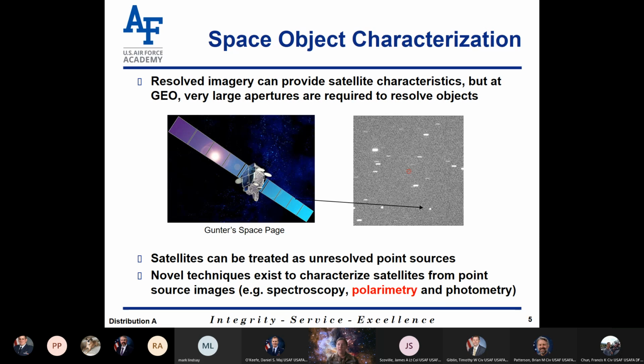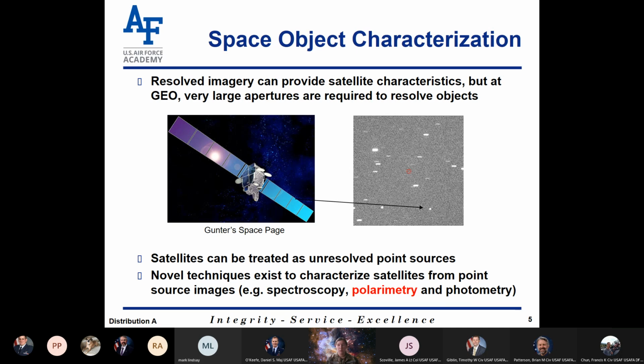Cool. So I'm going to start by talking about some of the theory behind my project. So the first is base object characterization. Resolved imagery can provide us information about a satellite's characteristics, but at geosynchronous orbit, very large apertures are required to resolve objects. This is actually an artist rendition of the geosynchronous communication satellite WildBlue 1, which is one of the satellites we've observed a few times.